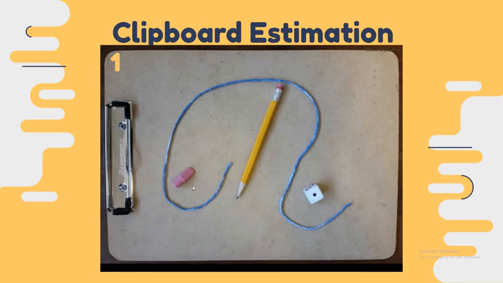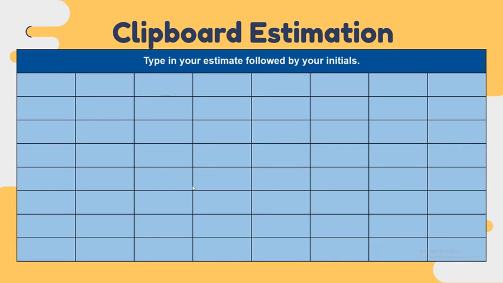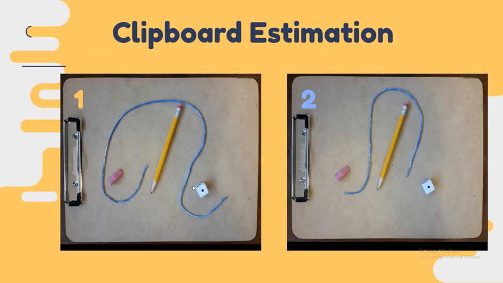Another number sense routine is called the estimate clipboard, where students are shown a picture with several objects on a clipboard, and they have to estimate how long is the string. Students can take their guesses and either type them in the chat, type them in a Jamboard, or type them on this HyperDoc template. Then you can reveal the answer for how long the string is.